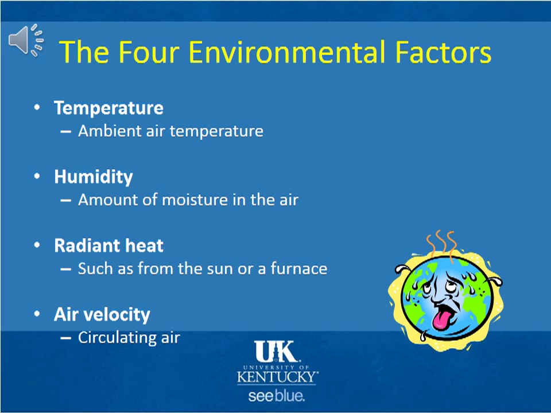The four environmental factors to be considered when discussing heat illness are temperature, humidity, radiant heat, and air velocity. Temperature is considered to be ambient air temperature. Humidity is the amount of moisture in the air. Radiant heat is heat such as from the sun or a furnace. Air velocity is considered to be circulating air.